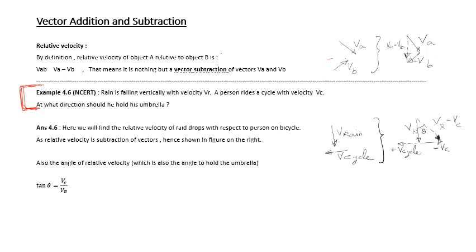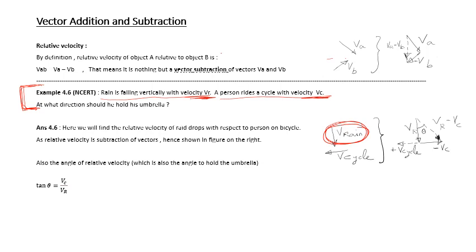So what does the question tell us? Rain is falling vertically with velocity of VR. Let's always draw a diagram, it makes it easy. So you see here rain is falling vertically. A person rides a cycle with velocity VC.